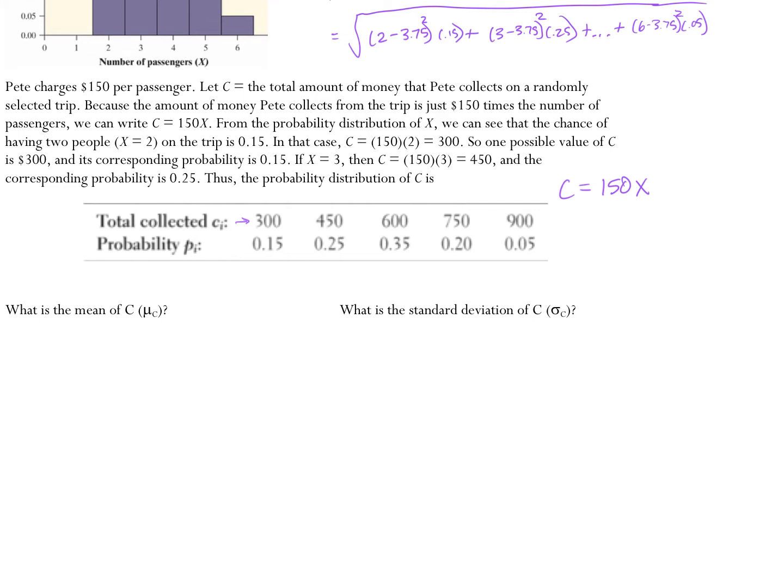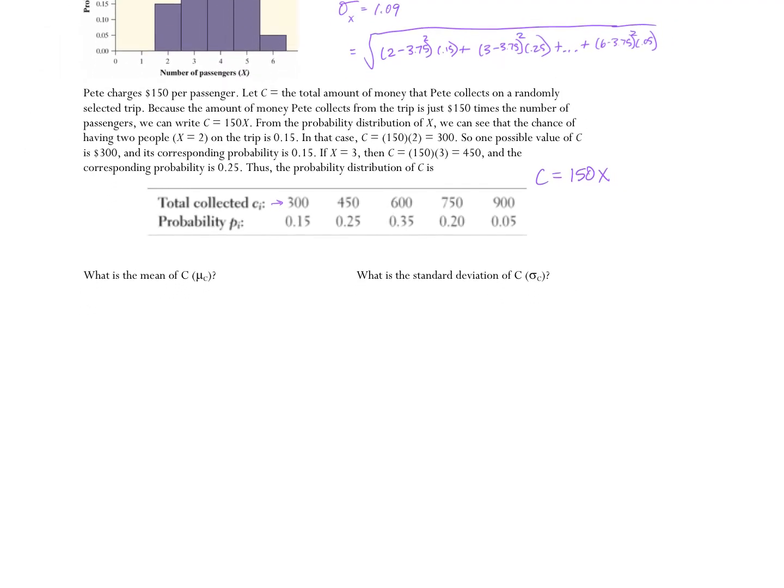Everybody good? Let's see, for our new mean, what did you guys get? 562.5, which, since this is money, we'll write as $562.50. And for the standard deviation, 163.46. You should double check me because I'm trying to do these from memory at this point.